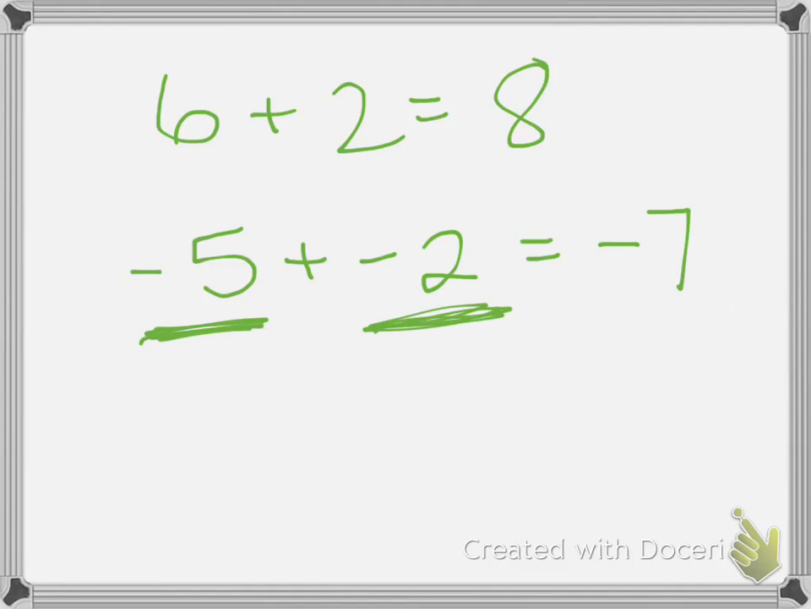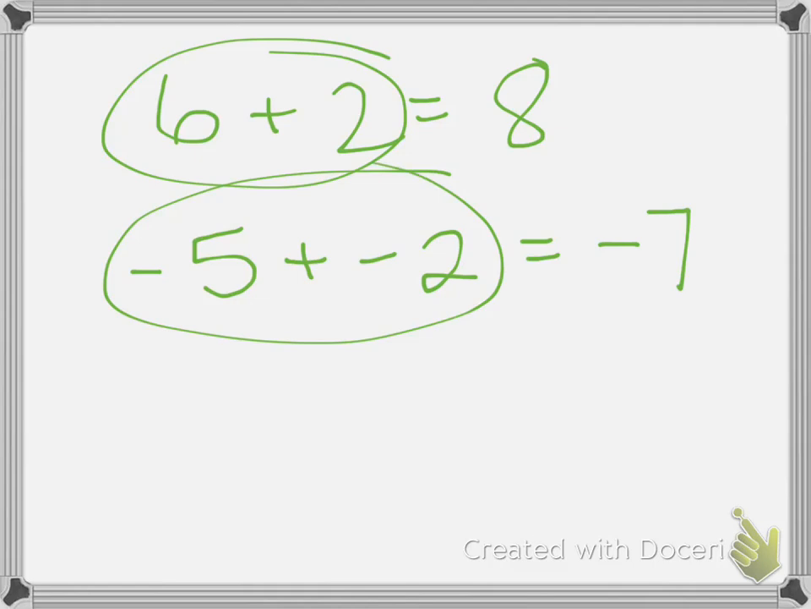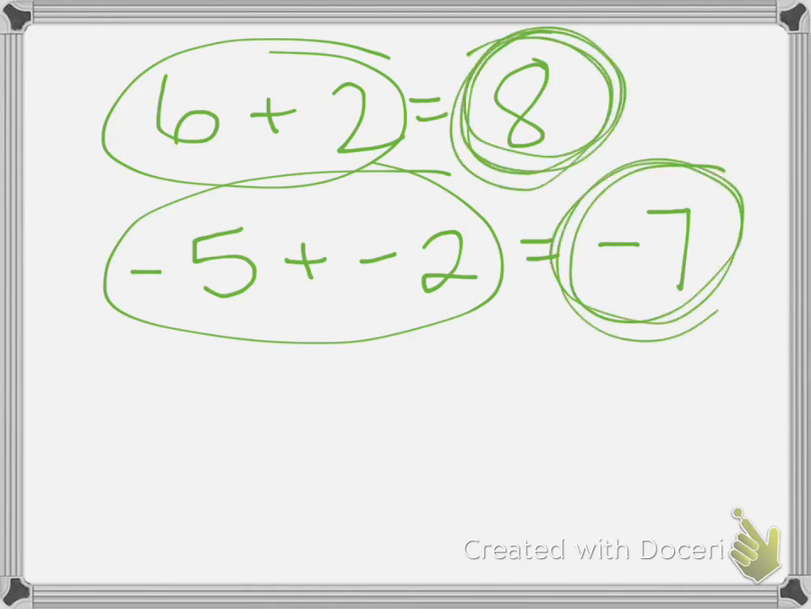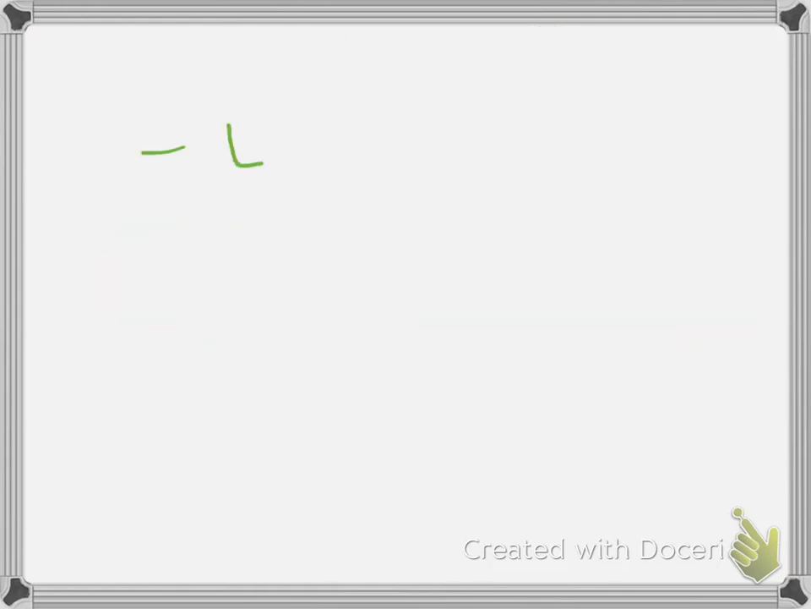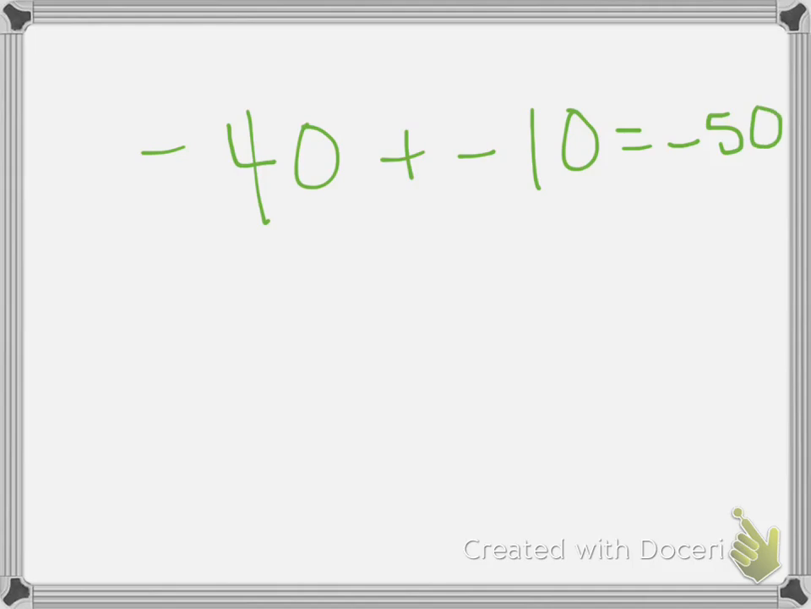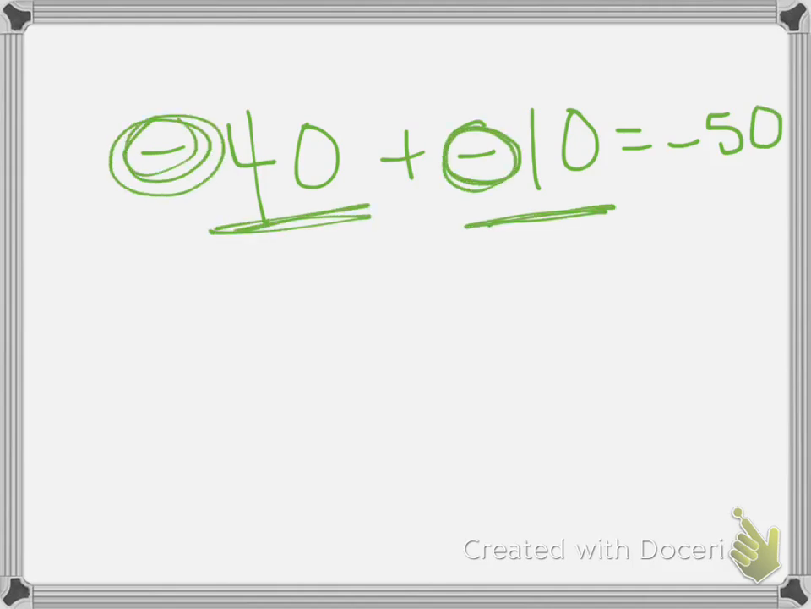So when the signs in the problem are the same, so both numbers are positive, or both numbers are negative, then the sign of the answer is the same. So this answer is positive, and this answer is negative. If the signs are the same, you just add the numbers and keep the sign. If I had negative 40 plus negative 10, my answer would be negative 50, because I'm just going to add 40 and 10 and keep the sign of both the numbers, which is negative. So then negative 12 plus negative 20 would be negative 32.